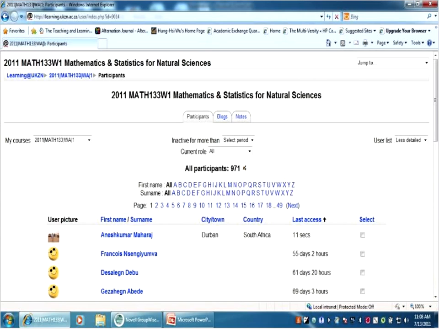When I inquired about this, I was told that most probably the student logged on but did not log off. So that is why the last access is for so many days. Well, under participants, this is what we've got, and there's also a section for blogs next to participants, and there's a section for notes. If you click on each one of those, you'll get the blogs and notes.